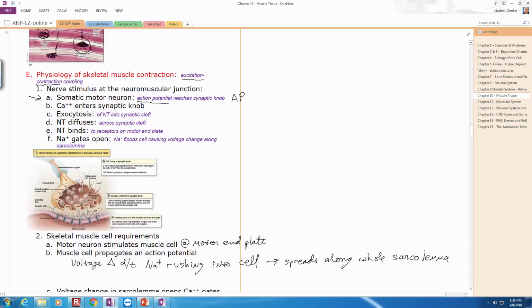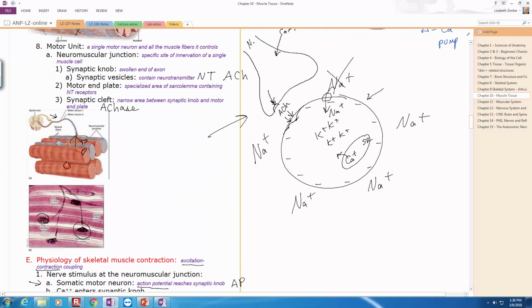Do you guys remember this picture right here? So we have our nerve, and some of the neuromuscular junctions. Here's one, and it has a little head here, a little synaptic knob. Here's another one. Notice how these are on different muscle cells.